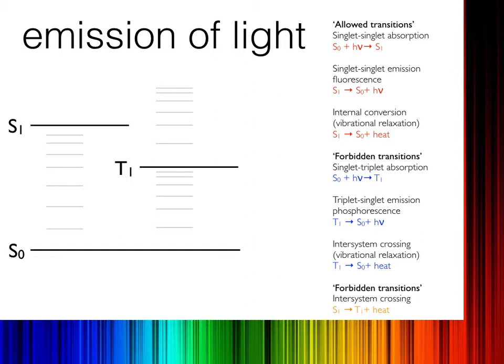Now, if I have a triplet state, I have two possible pathways. I can lose the energy as light, and in this case we call it phosphorescence. Phosphorescence is the spin forbidden transition of losing the energy as light. Alternatively, I can lose the energy again by vibrational relaxation. Again, this is going to be a forbidden process because I have to change the spin of my electron.